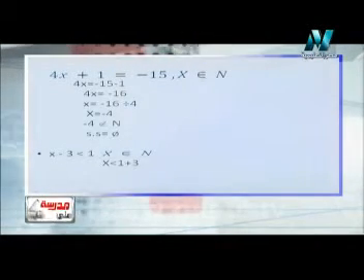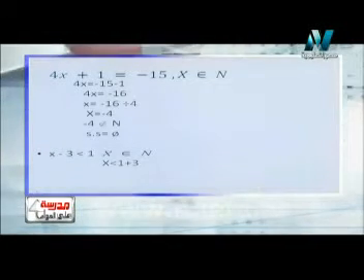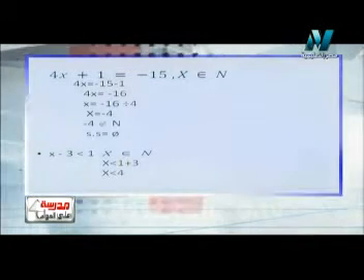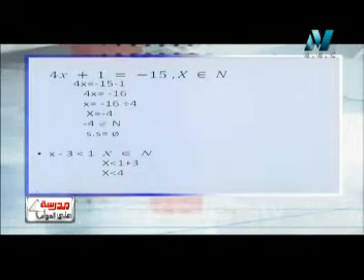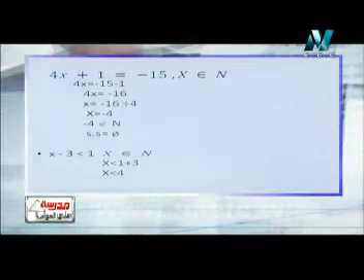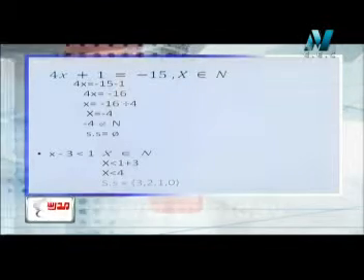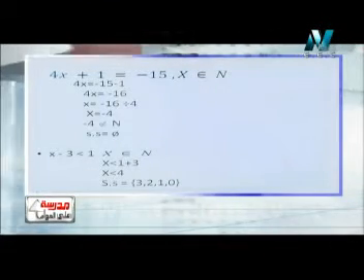Negative 3, we move it to the other side, plus 3. 1 plus 3 equals 4. X less than 4. To solve the inequality, we must read it right. X less than 4, so we will take all numbers less than 4, but in natural numbers. Which are the numbers less than 4 in natural numbers? Yes, x less than 4, so 3, 2, 1, 0.